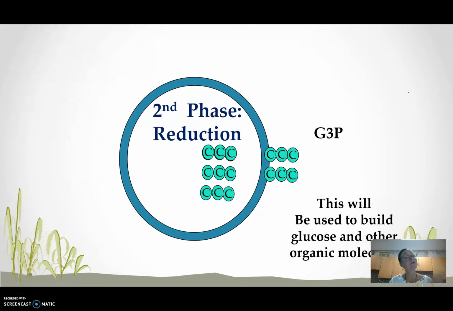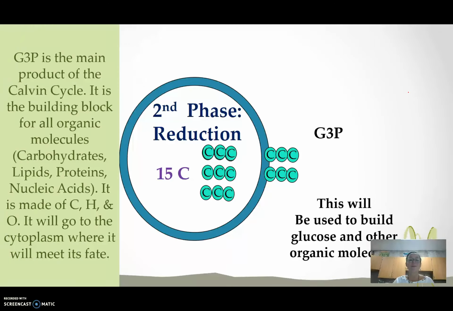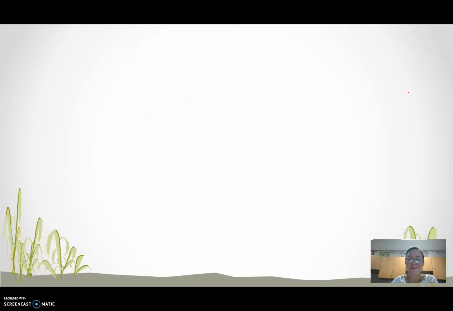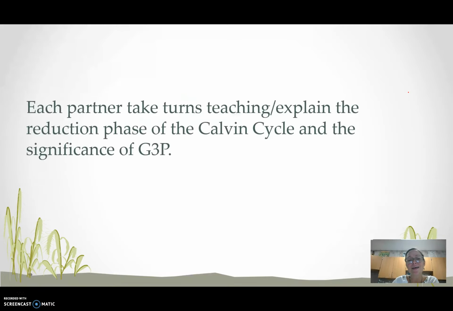Now, once G3P goes to the cytoplasm, where other enzymes will build those larger molecules, we're still left with the Calvin cycle. G3P is the main product of the Calvin cycle. It is the building block for all organic molecules. It is made of carbon, hydrogen, and oxygen, and it will go to the cytoplasm where it will meet its fate. Okay, so we can go ahead and summarize about G3P in our box number 3.